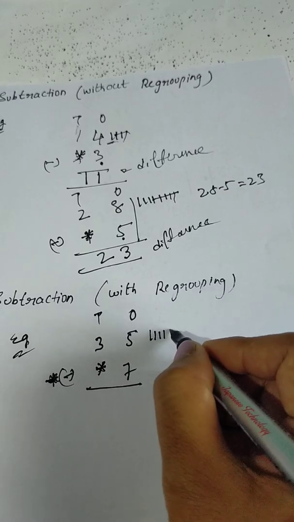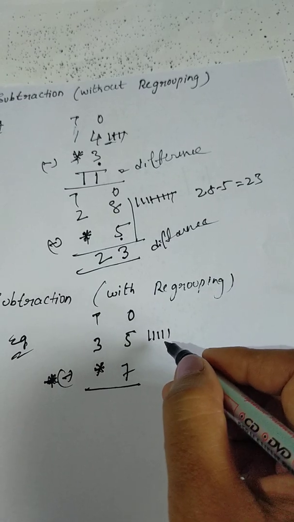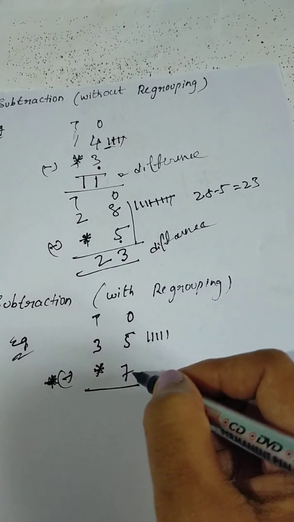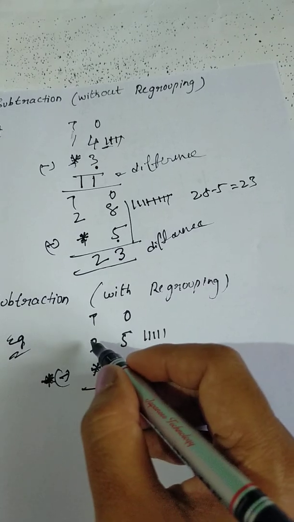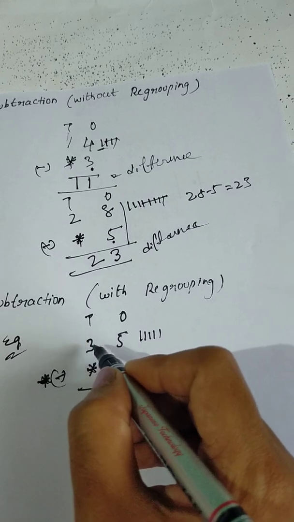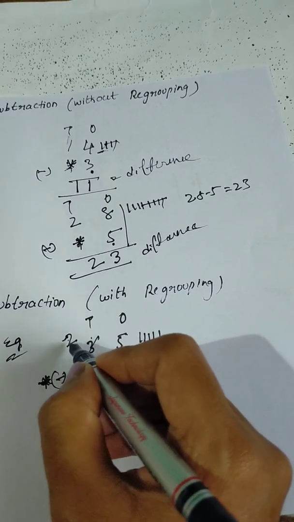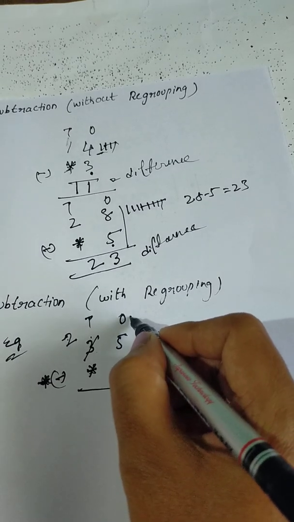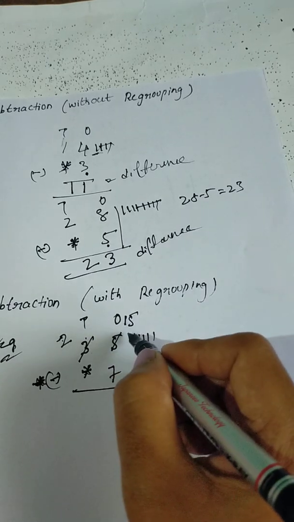Draw the 5 lines. Why? Because there is the number 5. Subtract 7. Is it possible? No. How to subtract 7 from 5? It is impossible. That's where we take the borrowing. Borrowing means, what is the number? 3. So cross out the 3. Why? Because one is going to the ones place.